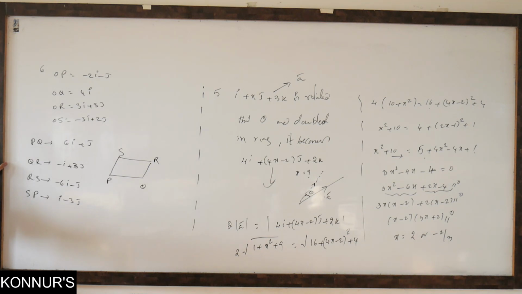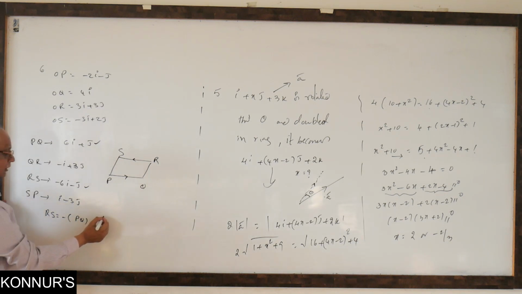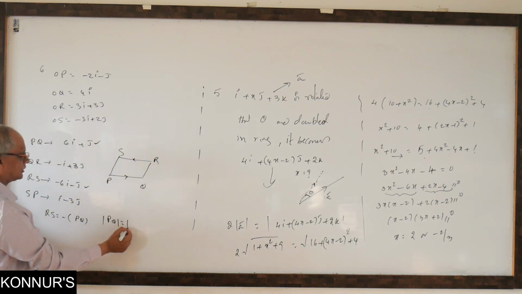You see the relation between PQ and RS? Exactly, RS is equal to minus of PQ. Opposite direction, exactly equal. Their magnitudes are equal, which means the lengths of the sides are equal.